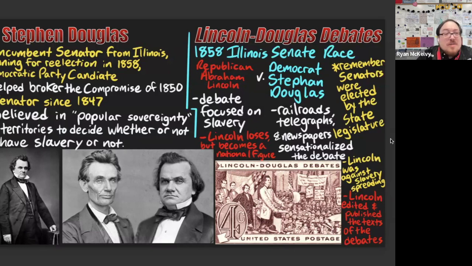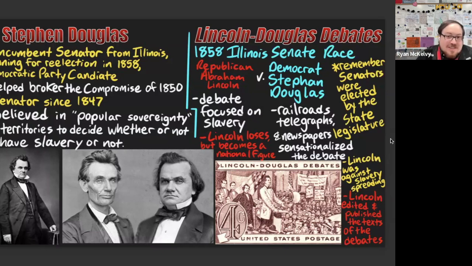and they will basically travel all around the state of Illinois doing these debates, and they will attract a large crowd thanks to the invention of the telegraph and the railroad. You have people traveling from all around to try and visit these debates. The actual transcripts of the debates will go out over telegraph and be spread all around. And of course, Lincoln is going to be fighting against slavery, while Stephen Douglas is in favor of slavery. And so it becomes a sensationalized thing, and Lincoln becomes an already popular person.